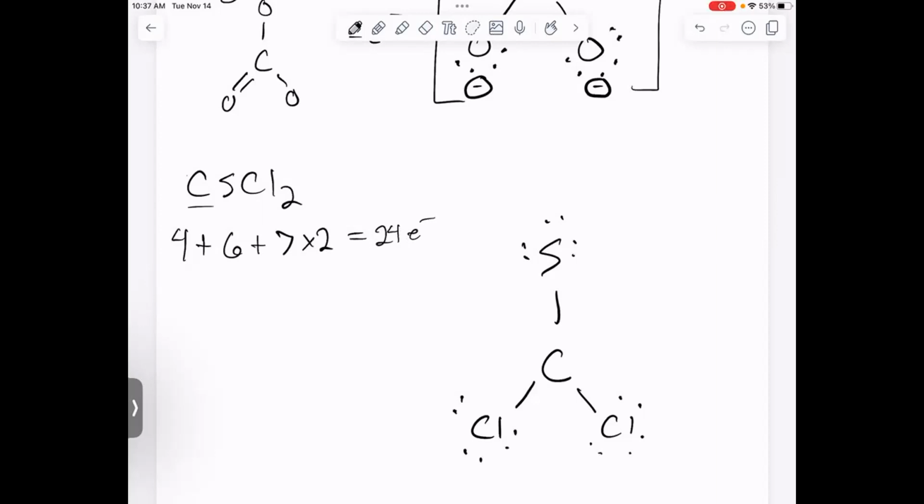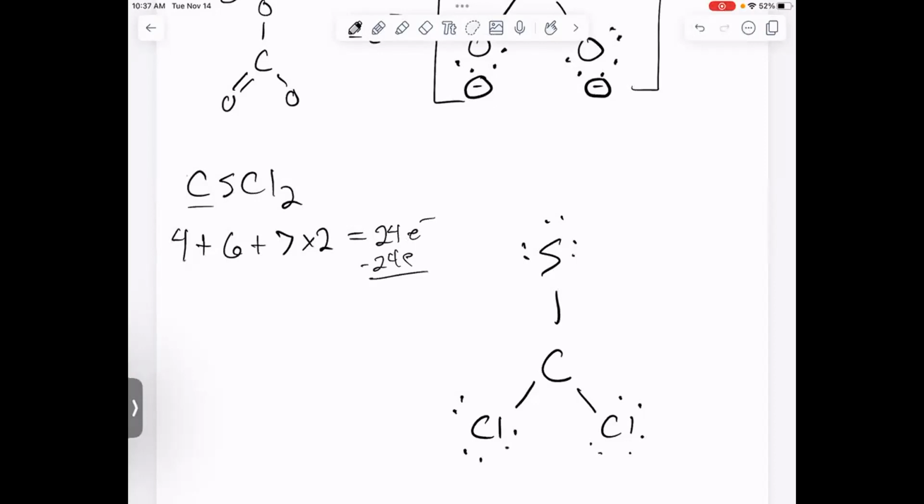So I get to this point. I filled all my octets. How many electrons is that? Similar to the last example, it's 24. So if I've used all 24 electrons, I don't have anything left to put on the carbon. But my carbon at the moment, like the last example, has just 6 electrons still. So I need a multiple bond. Where is the multiple bond going to go? Yeah, it is going to go to the sulfur.